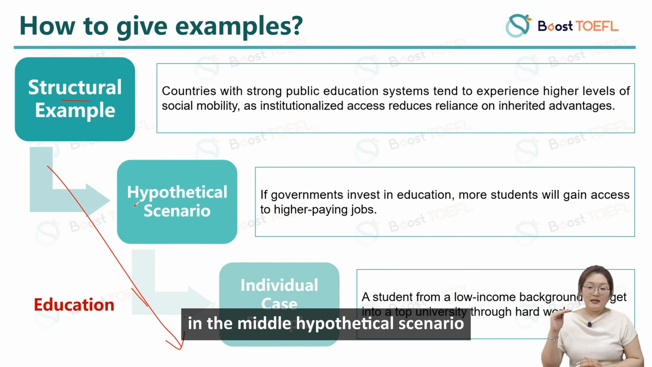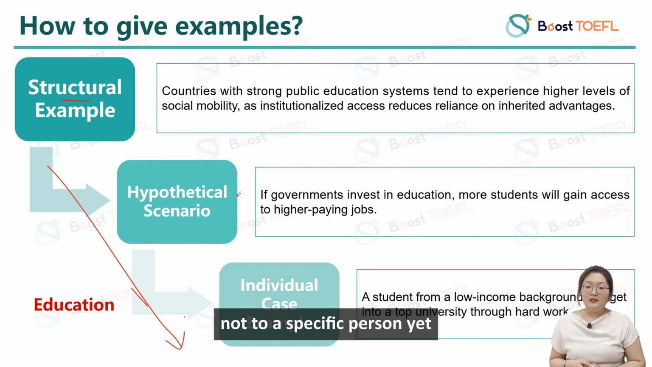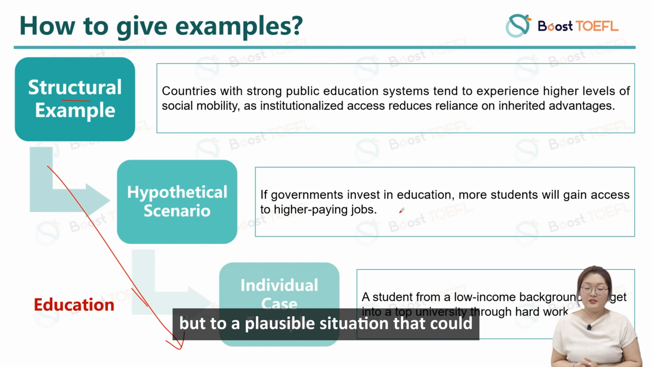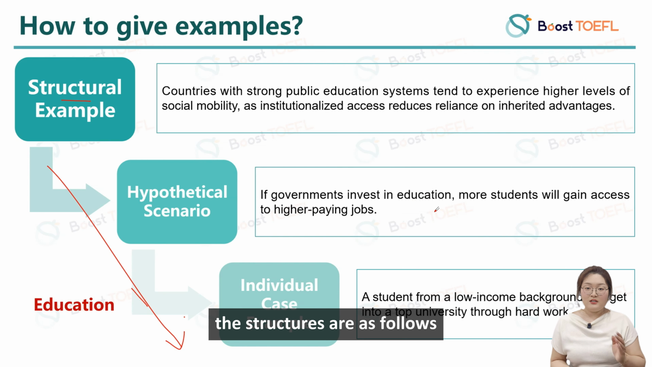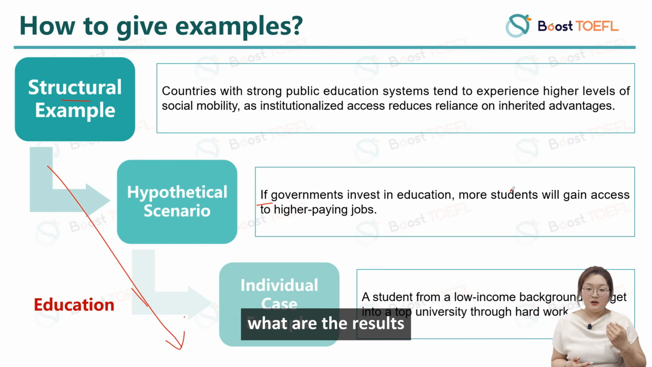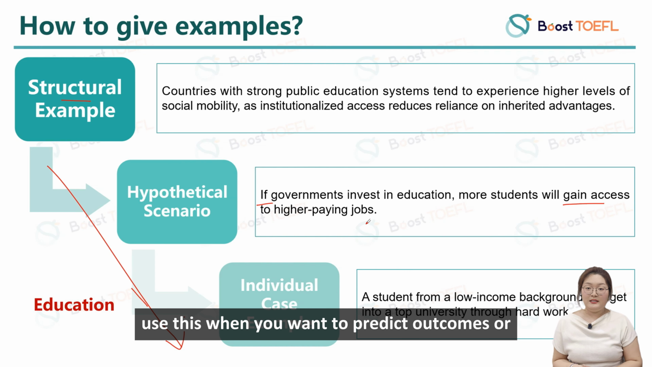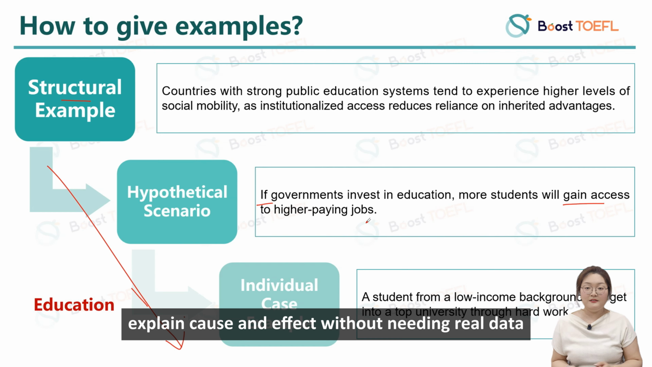Next, in the middle, hypothetical scenario. Let's zoom in a bit. Not to a specific person yet, but to a plausible situation that could happen under certain conditions. The structure is as follows. If some action is taken, then what are the results? It's simple, logical, and forward-looking. Use this when you want to predict outcomes or explain cause and effect without needing real data.